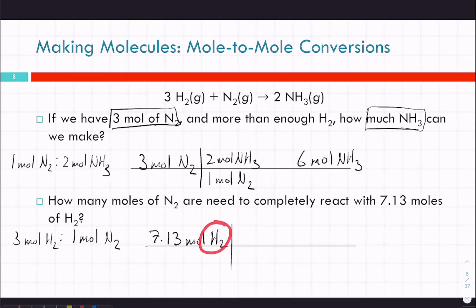So again, because we have moles of hydrogen, we're going to put moles of hydrogen in the denominator, and we'll put moles of nitrogen in the numerator. So we'll get 7.13 divided by 3, and we'll get 2.38 moles of nitrogen. That is what we would need to completely react with the amount of hydrogen that we have. Any questions? All right.